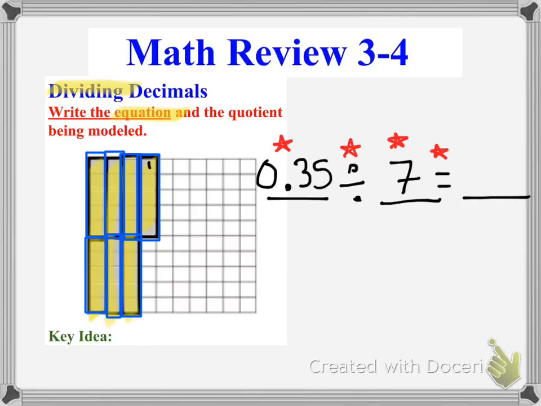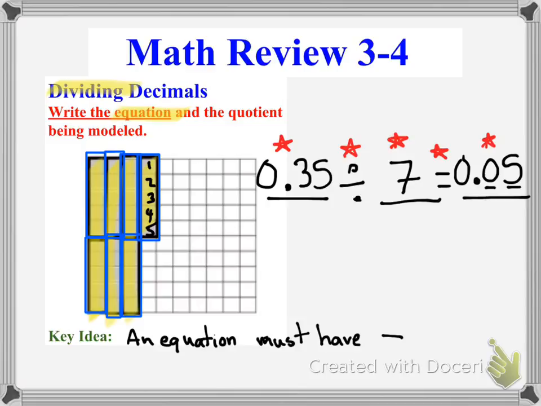And then finally I count 1, 2, 3, 4, 5 inside each one of those groups. And so my answer is 5, but it's 5 little squares, which is hundredths. So the 5 must be in the hundredths place. And you can put a 0 in front for good mathematical practice. That gives you the last star. Well, actually, the final star comes from your key idea, which is an equation must have an equal sign. So that gives you a total of 6 stars for this problem.